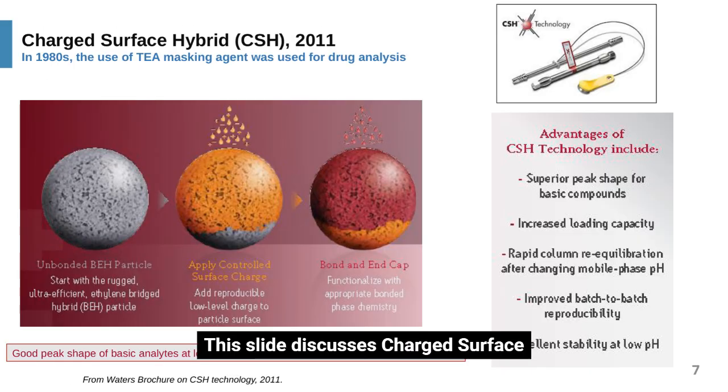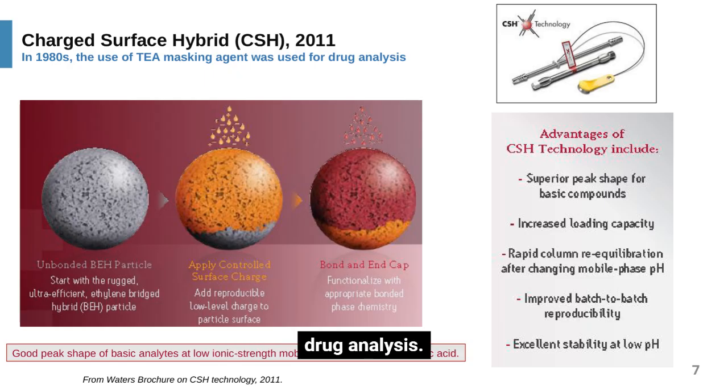This slide discusses charged surface hybrid, CSH, technology. CSH provides good peak shape for basic analytes in low ionic strength mobile phases, such as 0.1% formic acid. The slide also mentions that in the 1980s, TEA, a masking agent, was used for drug analysis.